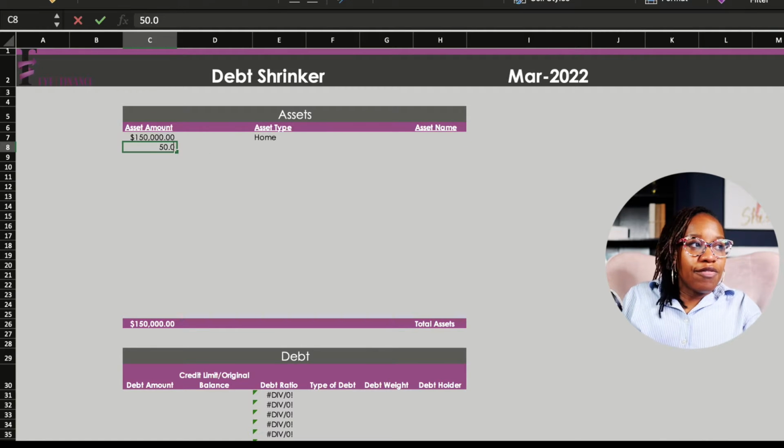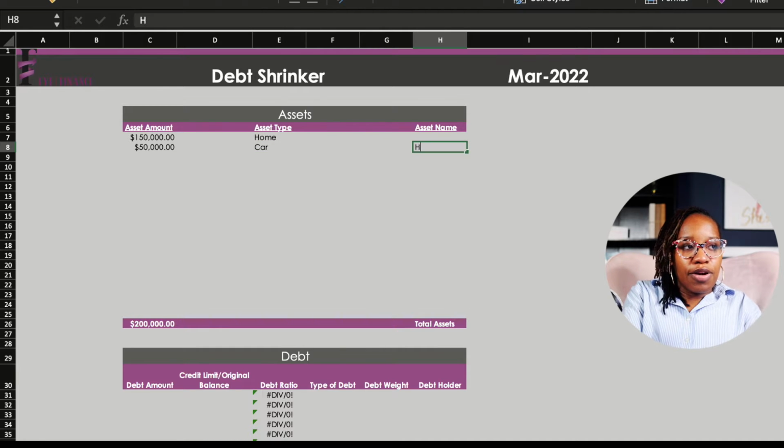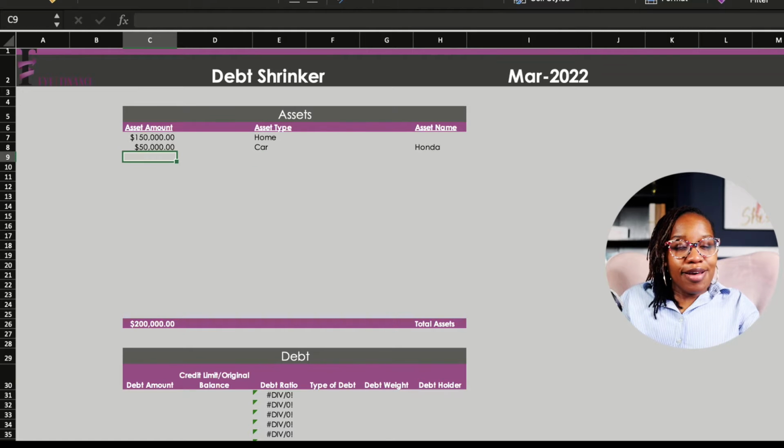Let's say that you have a vehicle and it's worth $50,000. You can put that in there. Well, not 500, Samara. You can put that in there, and you can say, hey, what type of asset is this? It's a car, and you can put the name of the car right there, right? So just understand that this is where your assets will be listed, okay? And then you can definitely put the type of asset it is and then give it a name, right? So make sure that you fill this out in its entirety with all of your assets, okay? Especially if you're trying to determine whether you are solvent or insolvent, okay?